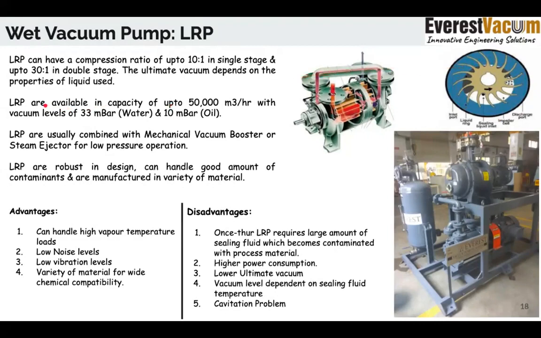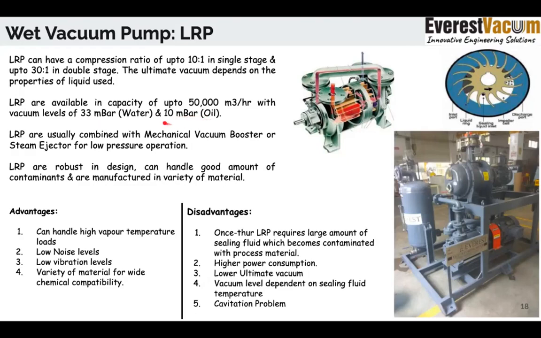Now I'll show you why liquid ring pumps are popular: they offer capacities of up to 50,000 meter cube per hour. So in big plants like the paper mill industry and some big petrochemical plants, where you require a low level of vacuum but high displacements, these pumps become the ideal choice. If you are using water, presuming you are running it in India, where the average cooling water temperature is 30 degrees, you will be able to achieve 33 millibar. And if you are running with oil, you will be able to achieve 10 millibar.